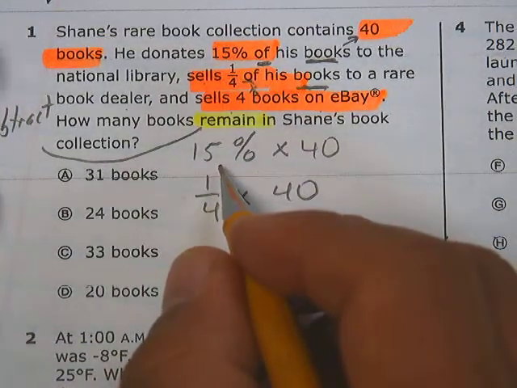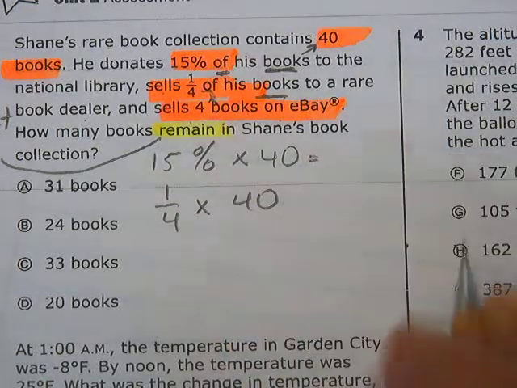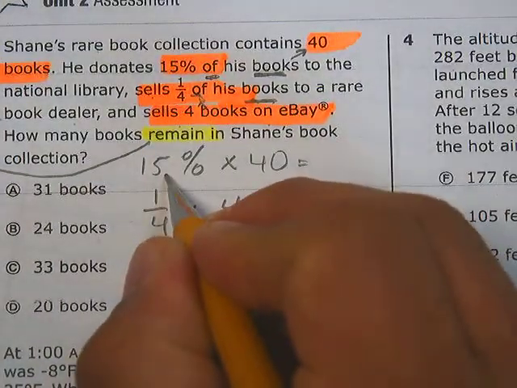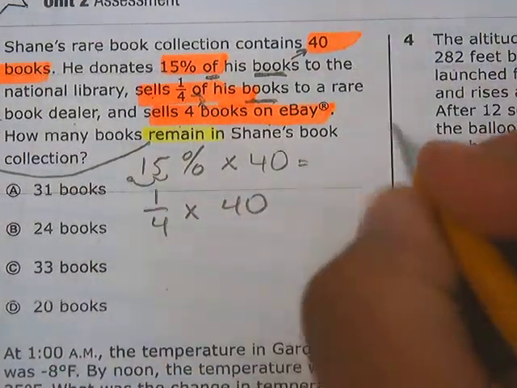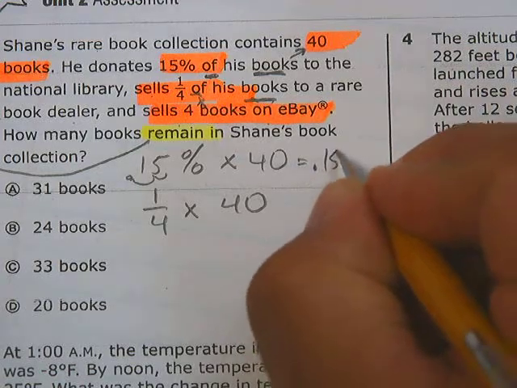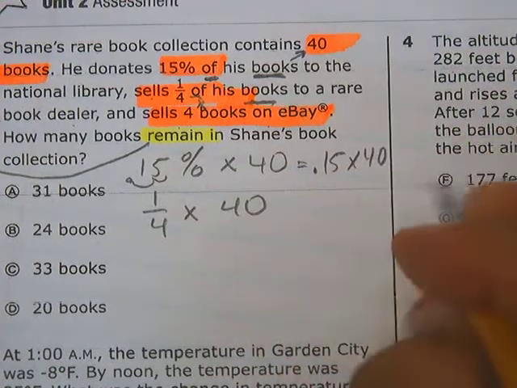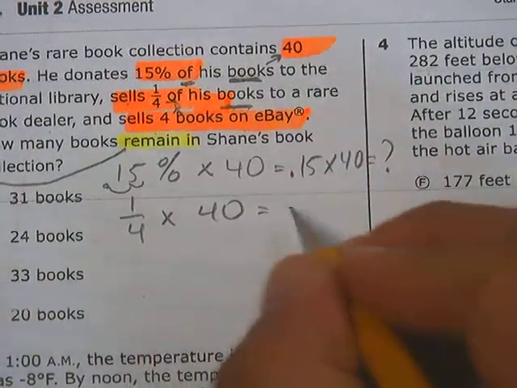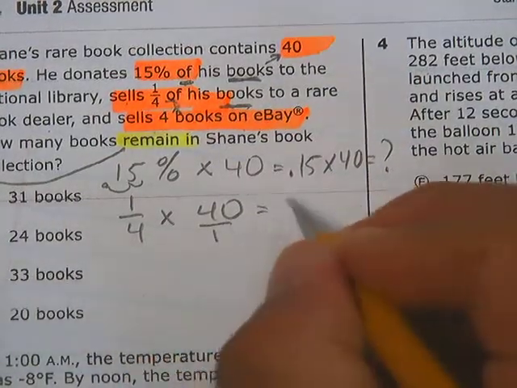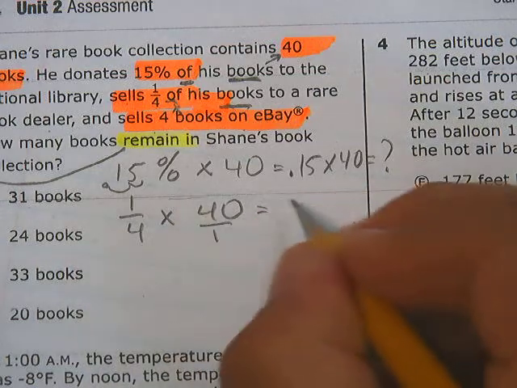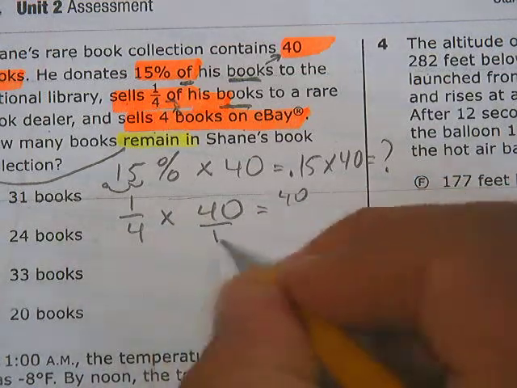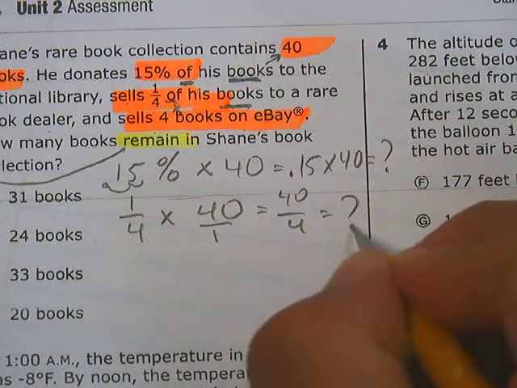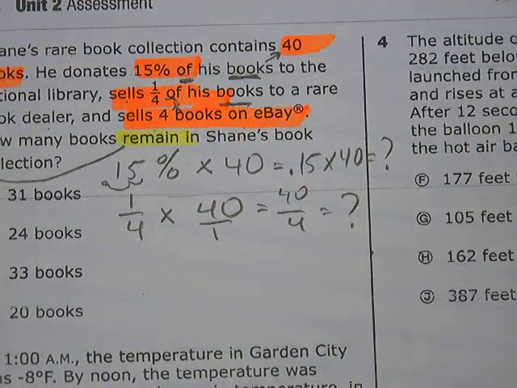Okay, so first you got to convert this guy to a decimal. Okay, so the decimals here, 1, 2, and so this would be 0.15 times 40. Okay, that'll give you an answer. This one would be, okay, you put a 1 on the bottom and then you multiply across, 40, and then 4 times 1 is 4. Okay, you have to find out what those answers are.